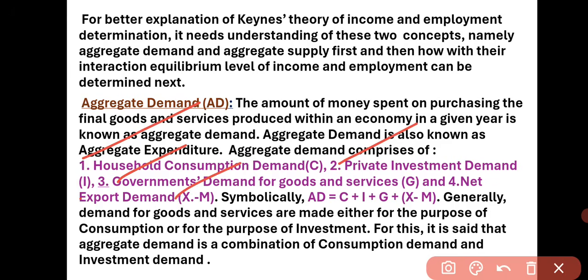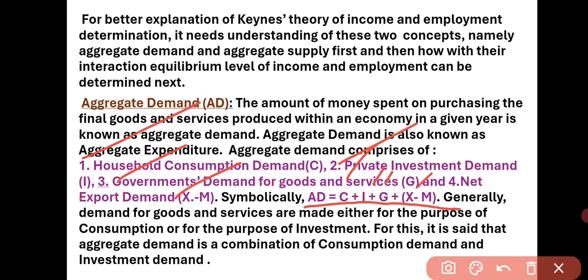So, we can say that aggregate demand is C plus I plus G plus X minus M. Household consumption demand plus private investment demand plus government's demand for goods and services plus net export demand. That is all about aggregate demand.